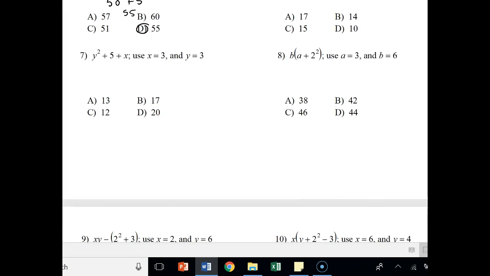Number 7, in this case we have x is equal to 3. We also have y is equal to 3. So getting a little lucky on some of these. So we have 3 squared plus 5 plus 3. All right, so 3 squared is not 3 times 2, it's 3 times 3. That gives you 9 plus 5 plus 3. 9 plus 5 is 14 plus 3, and 14 plus 3 is 17. So B is your answer. I'd pause right now and try and do number 8.